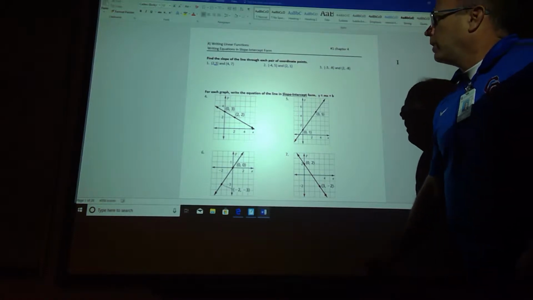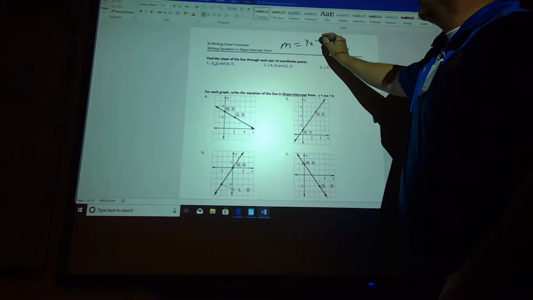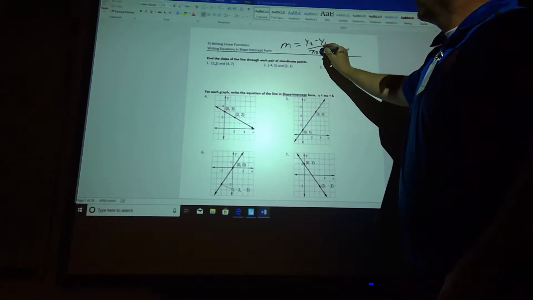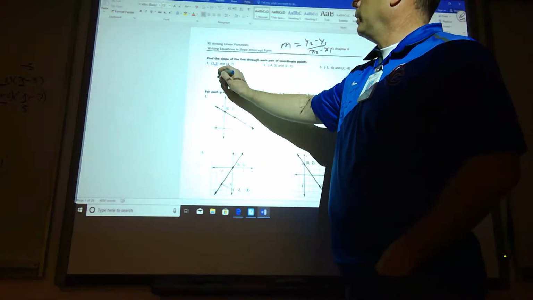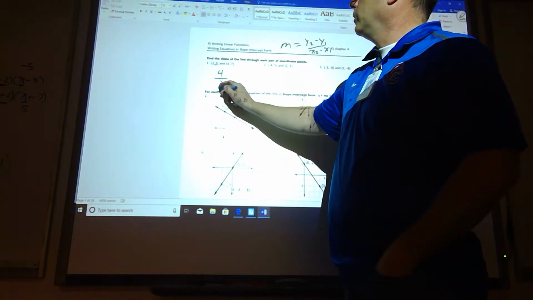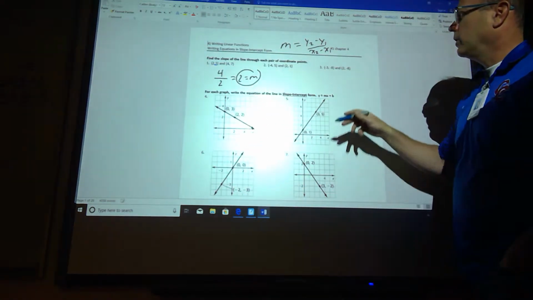We want to find the slope between the points, so we have to remember our slope equation is this. And what we're going to do is just plug it in. So I'm going to get 7 minus 3, which is 4, and 4 minus 2, which is 2. That reduces to 2, so I have a slope of 2 with those 2 points.